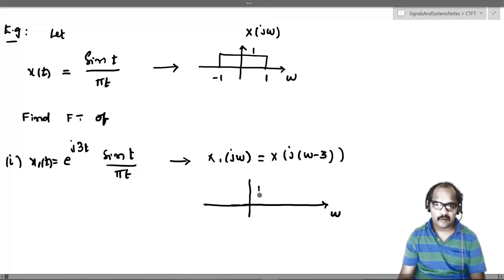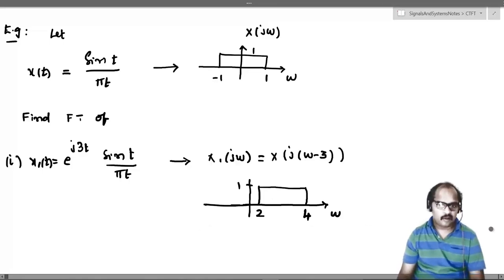So how does the plot look? The plot will look like this, not to scale. If you shift to the right by 3 units, this should be 2 and this should be 4. Correct? Note that the amplitude of the Fourier transform is not going to change.